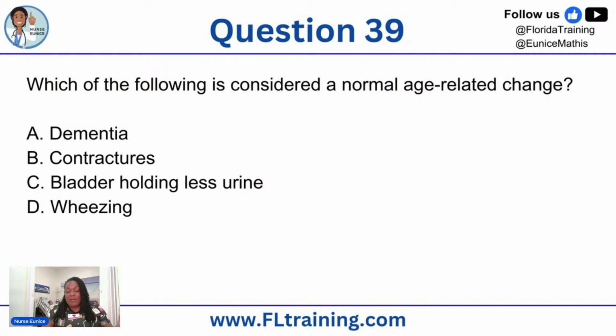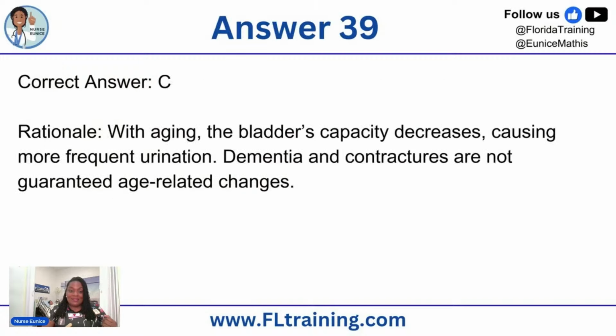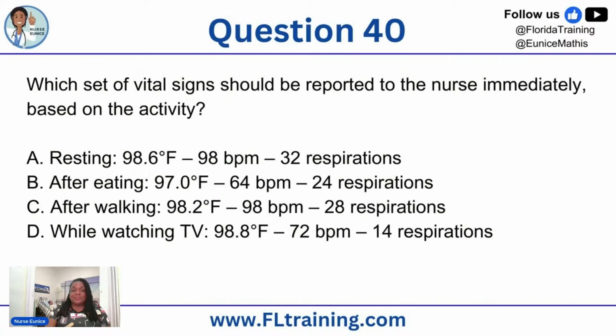So you all, from this list, the only thing that is normal would be C. So if you chose C, give yourself applause. With aging, the bladder's capacity decreases, causing more frequent urination. Dementia and contractures, fixated joints, are not guaranteed age-related changes.